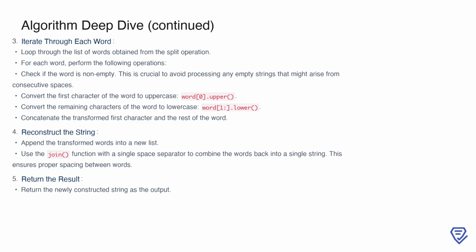Once all words are processed, we append them to a new list to store the transformed results. Finally, we use Python's join function to combine these words back into a single string, with a single space separating each word. This ensures that the final output is clean and properly spaced. The reconstructed string is then returned as the result.